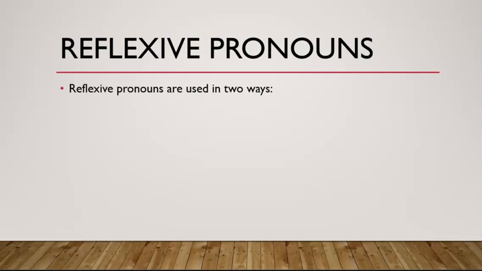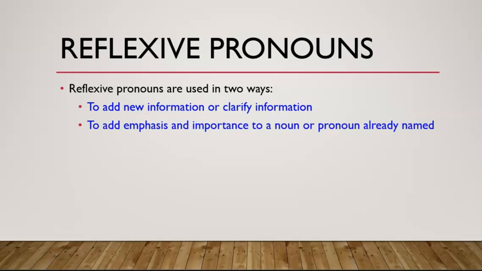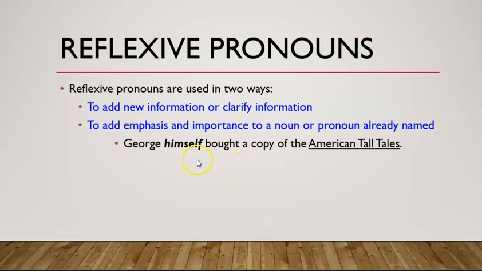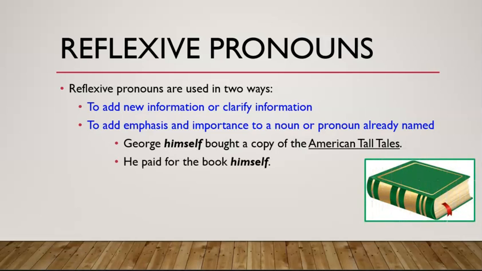So we use them in two ways. One is to add or clarify information, and then the other would be to add emphasis or importance to a noun or pronoun already named. So an example, George himself bought a copy of American Tales. So this would be emphasizing that it was George who bought the copy of the book. He paid for the book himself.